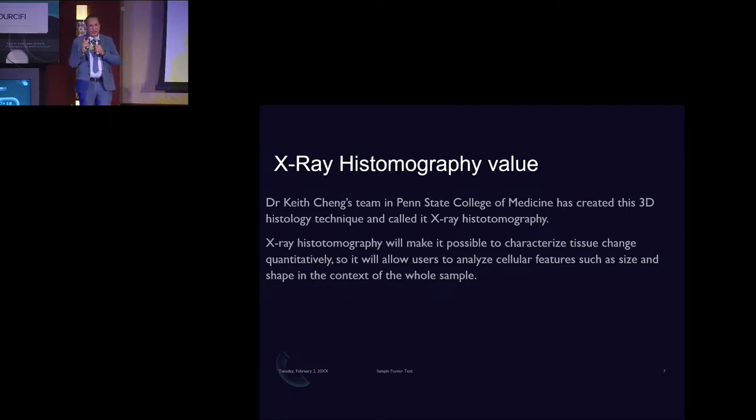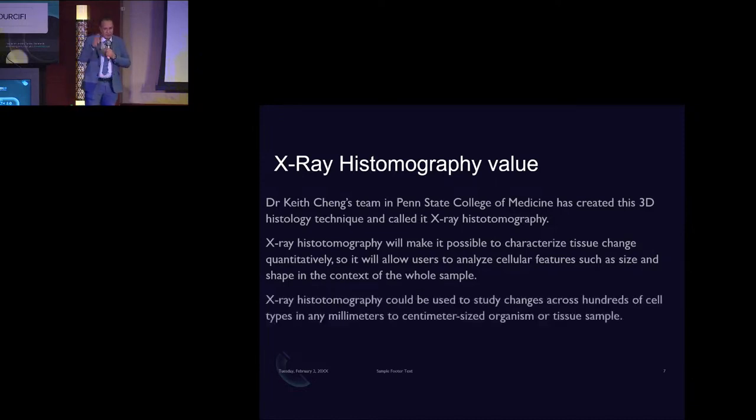So it's not only per single cell or a small tissue, but for a whole big size of tissue, or even one small organ or one small animal, like the zebrafish, for example. That's a small fish used in clinical research, and you can see the whole fish in one slide, and that was the images in the presentation front. And then also with this X-ray histotomography, you could study the changes across hundreds of cell types in any millimeter to centimeter sized organism or tissue sample.